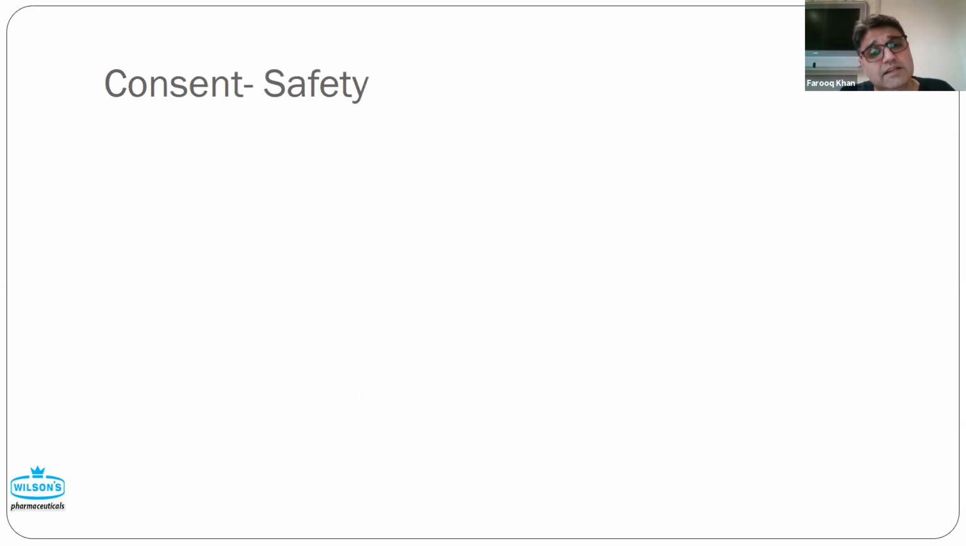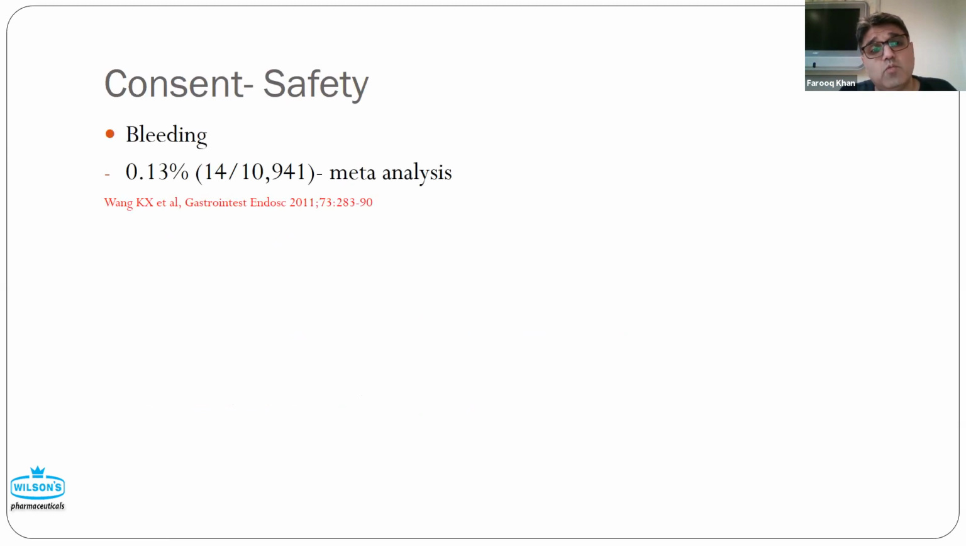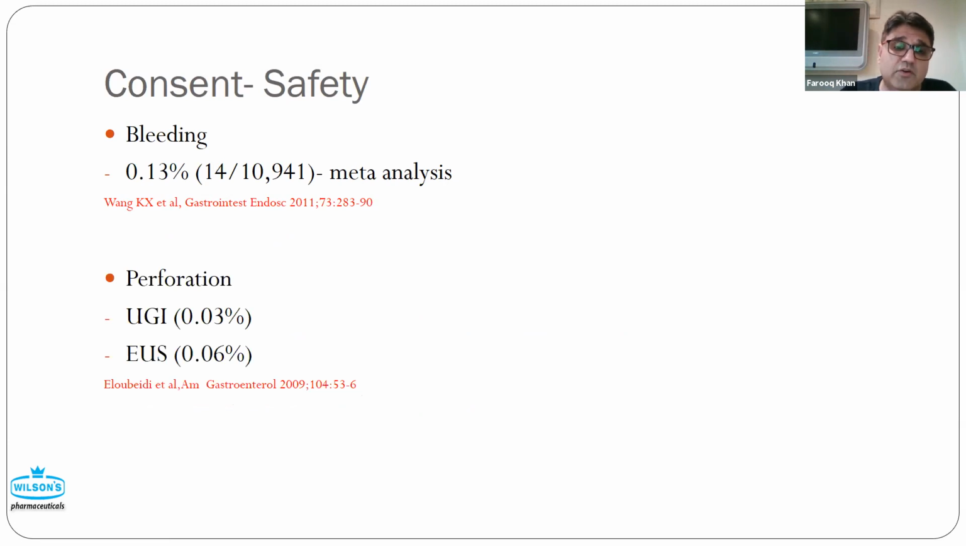Is it safe? Well, let's have a quick look at the data. Bleeding is 0.13%. In 10,000 patients on this meta-analysis, 14 had that problem, so 0.13% is really, really low. Perforation, if you look at just upper GI endoscopy, the risk of perforation just by doing a gastroscopy is 0.03%. And we've now seen by research, by the evidence for EUS, and it's a linear, not the radial, so the linear EUS where you cannot really see, and most of the time the cervical intubation is largely blind, the risk is not significantly raised, 0.06%.